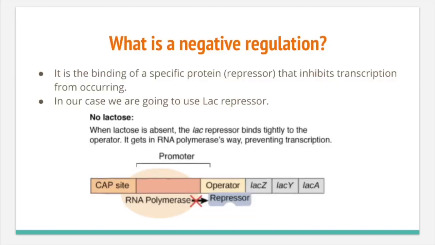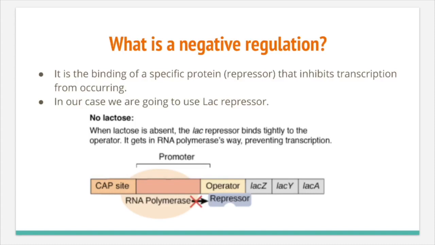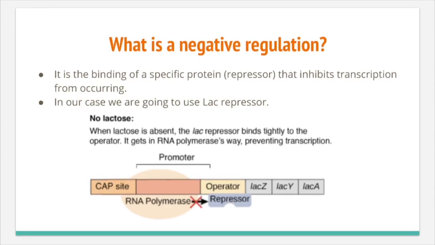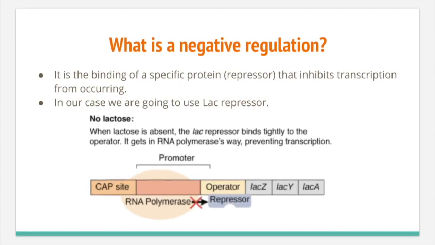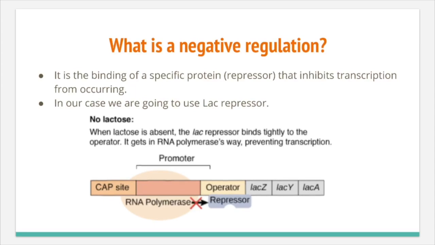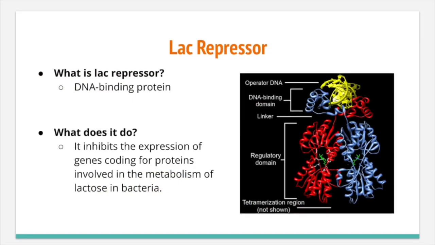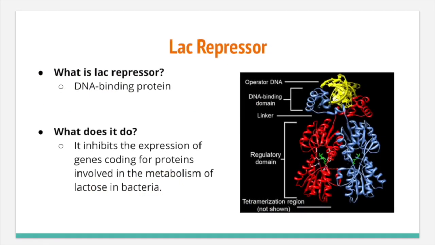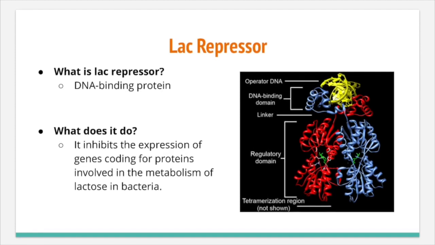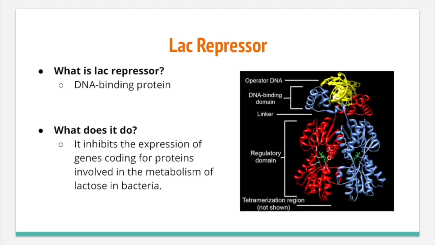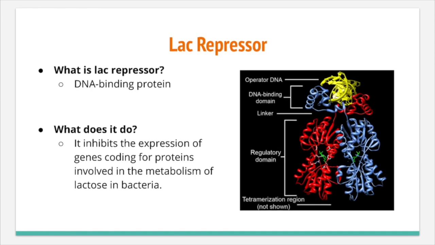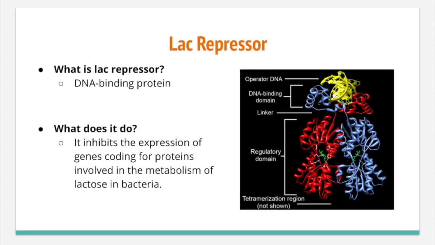So before moving on, negative regulation is the binding of a specific protein that inhibits transcription from occurring. In our case, we're going to use the lac repressor protein. So the lac repressor, as mentioned earlier, is a DNA binding protein. Its function is that it inhibits the expression of genes coding for proteins involved in the metabolism of lactose in bacteria.